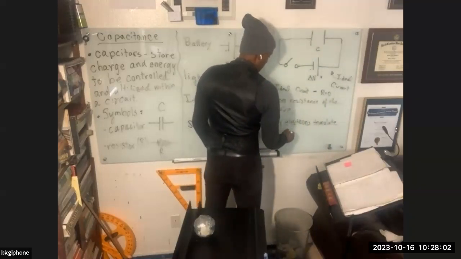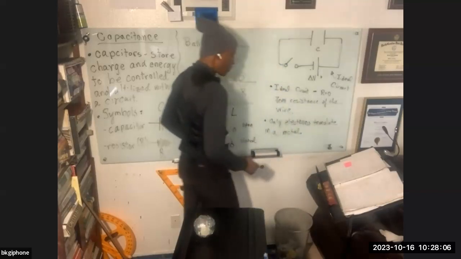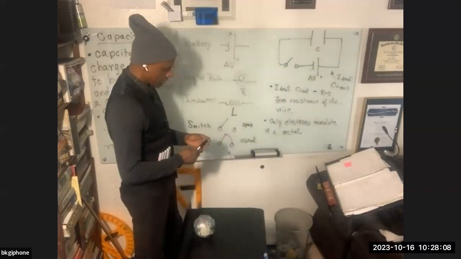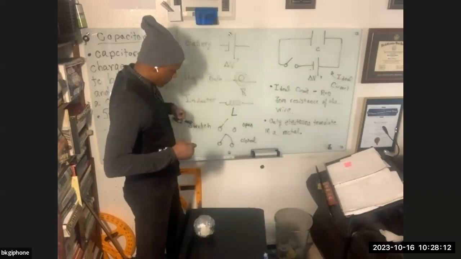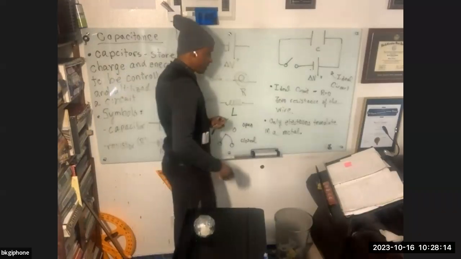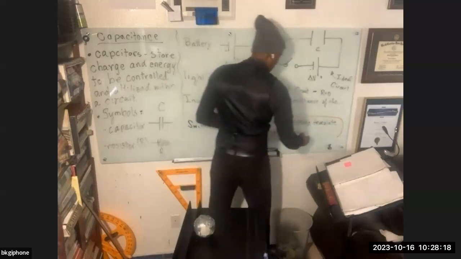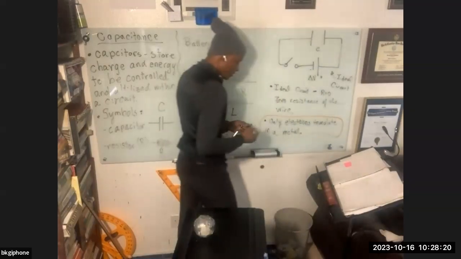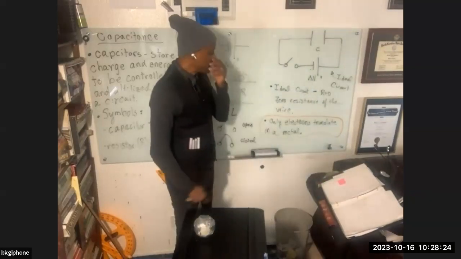And by conductor, I'm really meaning a metal. That's what we're talking about. Only electrons translate in a metal. So then, what do we mean when we say positive charges are also flowing?